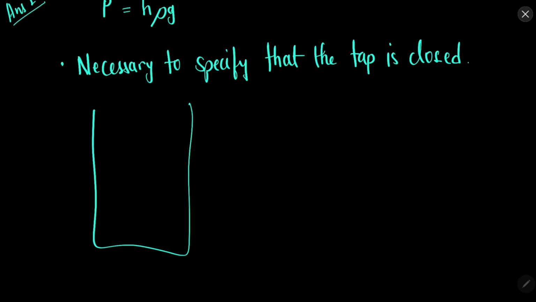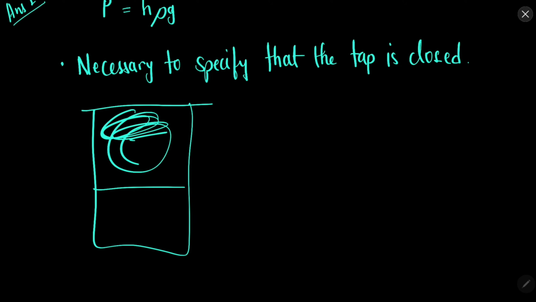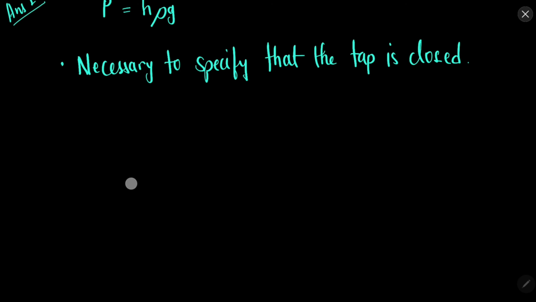When the tap is closed, then the amount of air is fixed. So no matter how much the height decreases, this air will remain the same, so the pressure will remain the same. So when it is closed, then no problem, but when it is not closed, then the pressure will gradually decrease.